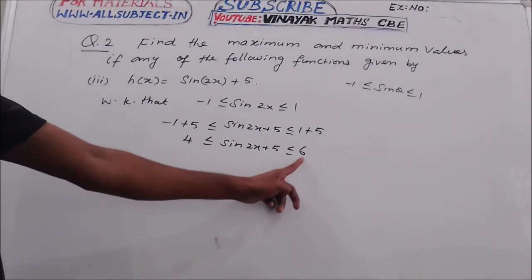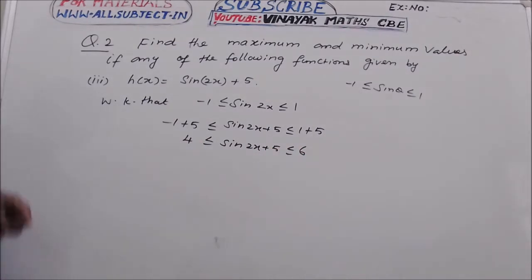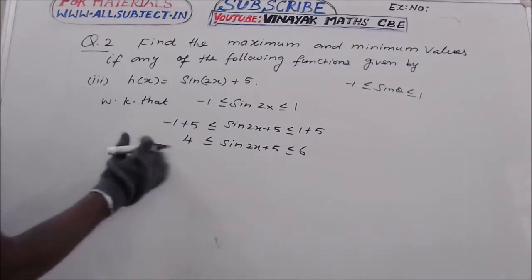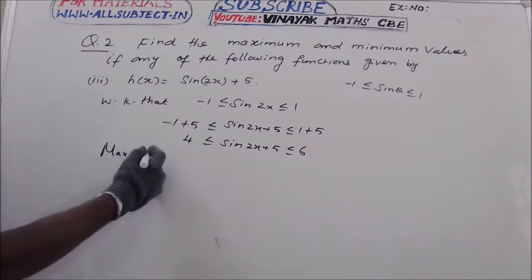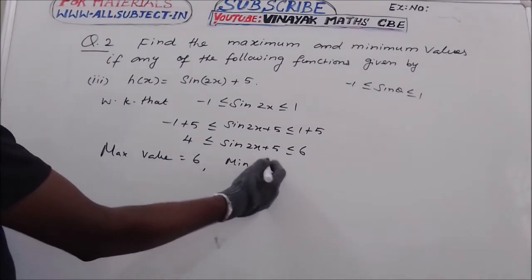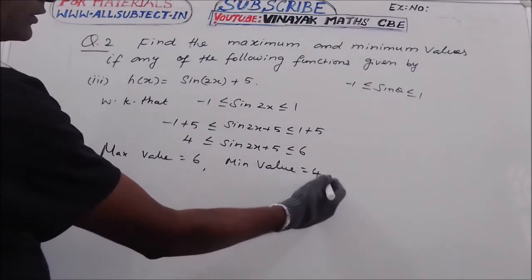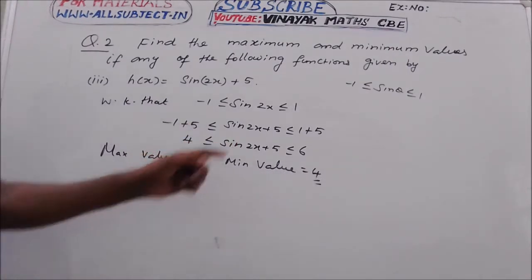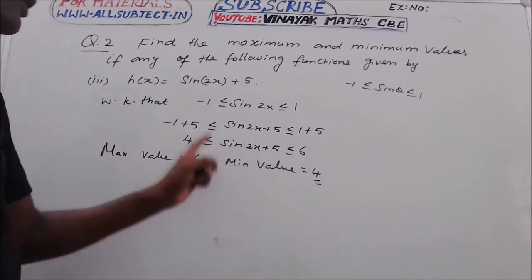So this is the maximum value, and this is known as the minimum value. Therefore, the maximum value is 6 and the minimum value is 4.